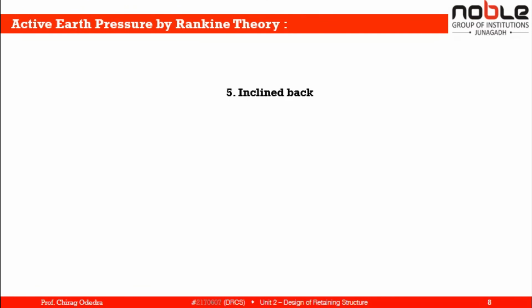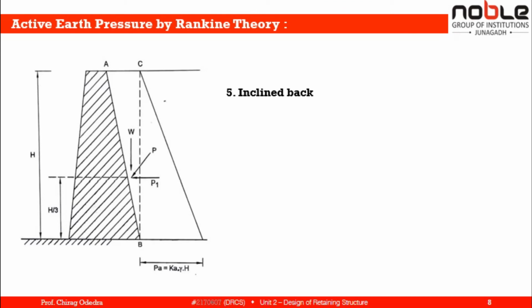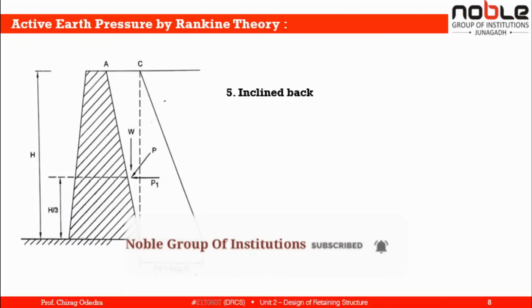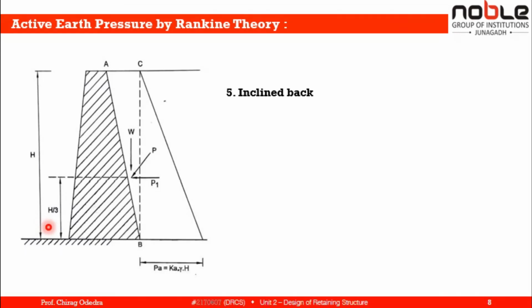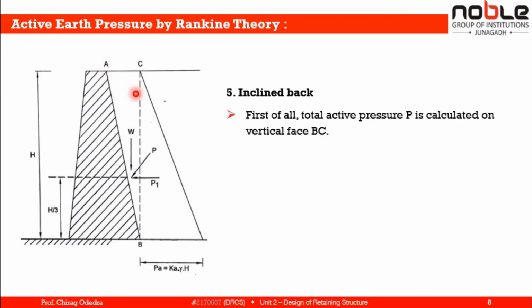And the last case is the retaining wall having an inclined back. So in all the previous cases that we have discussed, the back of the retaining wall is always vertical. That means the retaining wall on the hillside is always vertical. Now what if the retaining wall is inclined on the hillside? So this is the case.